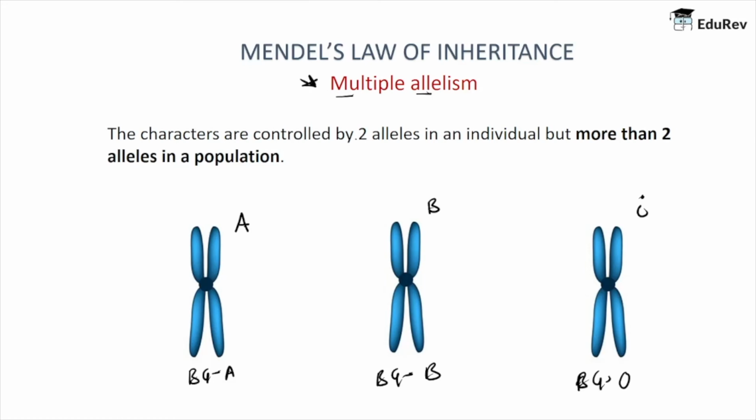Although the characters are controlled by 2 alleles in an individual, remember that, but there are more than two alleles in a population. It means if we have to look for multiple alleles, then we'll study the whole population. But if we are studying an individual, then we will only see the characters shown by 2 alleles. It is a slight difference, but now you understand where multiple allelism is seen. It is seen in the population.